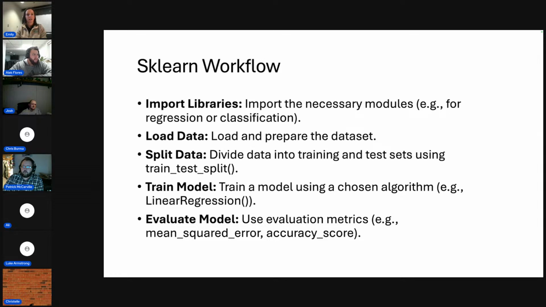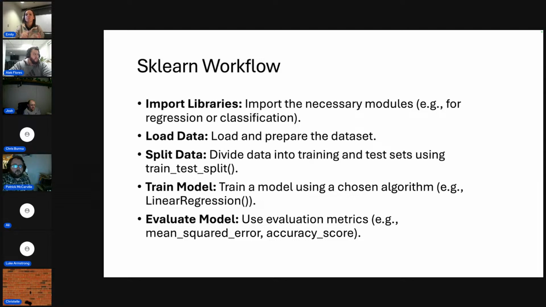In sklearn, at a really simple level, here are the steps in any machine learning, in any data science project. Here are the steps we're going to go through. We're going to import some libraries. That's important. We got to import them to use them. We're going to load our data.